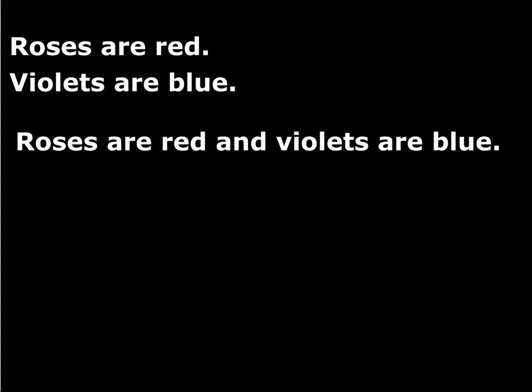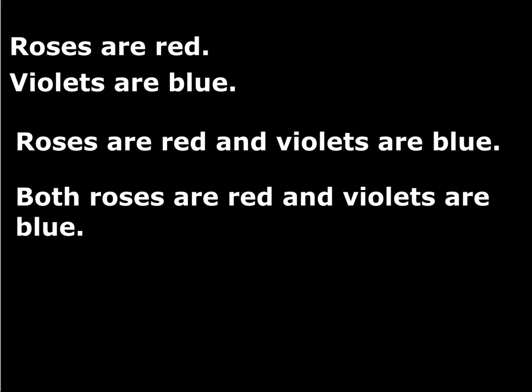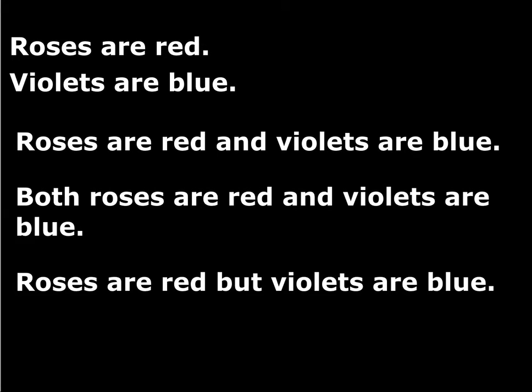Here's two atomic statements. Roses are red, violets are blue. And I can put these together with the conjunction operator. Roses are red and violets are blue. Okay. You could also say both roses are red and violets are blue. So both and is another way of expressing it. Here's another way of expressing it. Roses are red, but violets are blue. So the word but is also operating as a conjunction here.